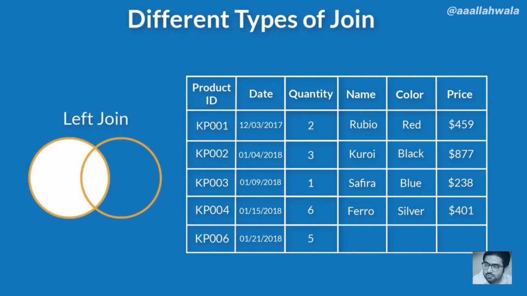Next, we'll look at a left join. The left join includes all the product IDs from the left dataset, which in this case is the sales dataset. Product IDs which only appear in the product info data are not included in this join.